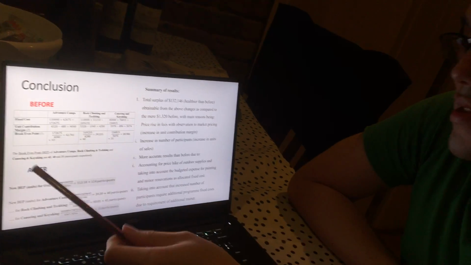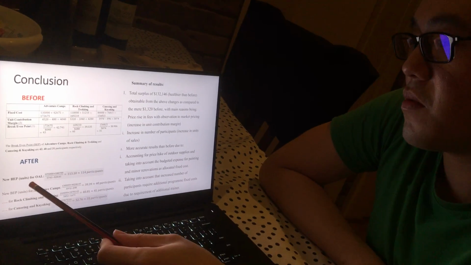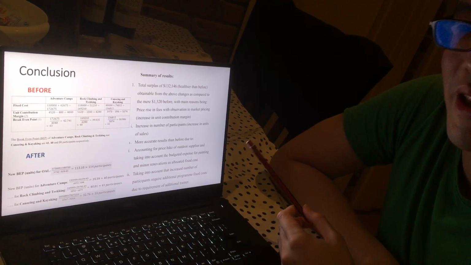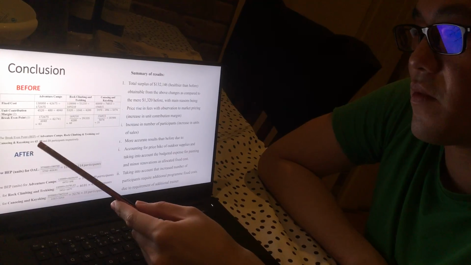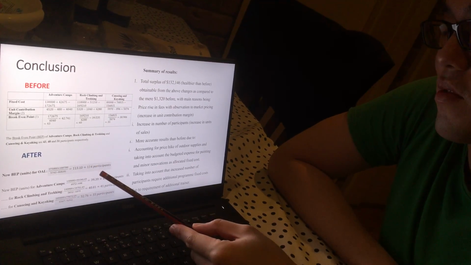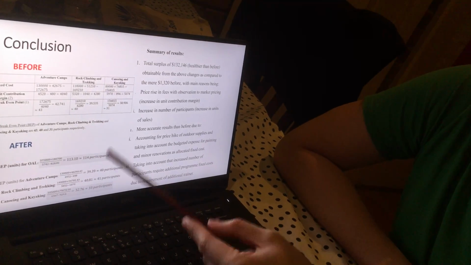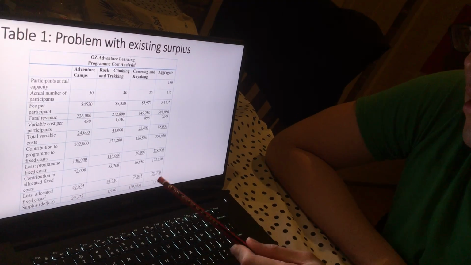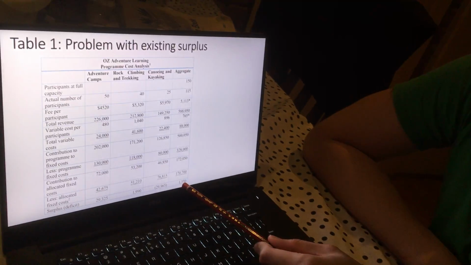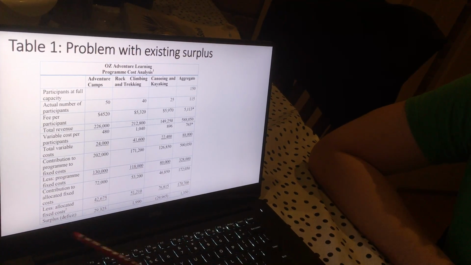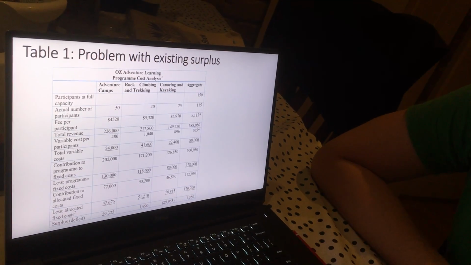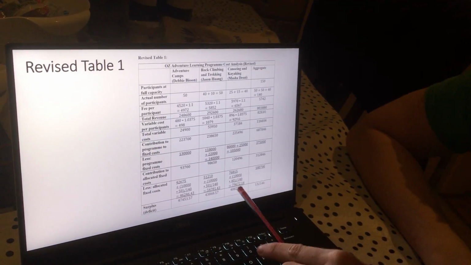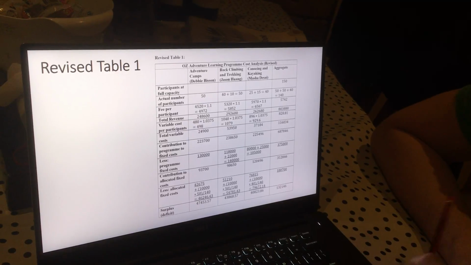In conclusion, we can see that the new break-even point for both Table 1 and the revised Table 1 are the same. So 43 plus 40 plus 31 makes up to 114, which is the same as the revised one. However, as you can see, the old surplus was only 1,350. We had a very unbalanced surplus throughout the three programs. But now, we got a huge surplus and a very evenly distributed surplus for the three programs.